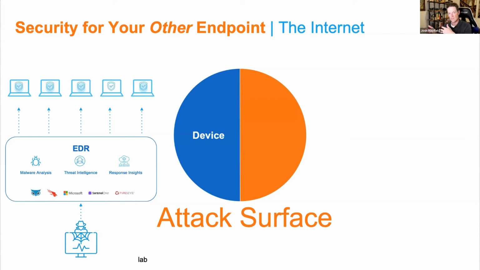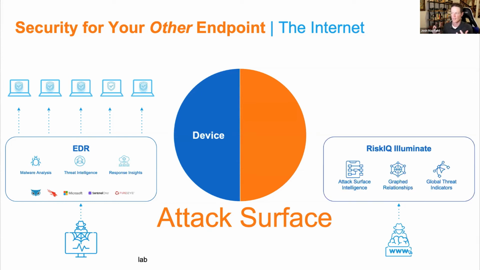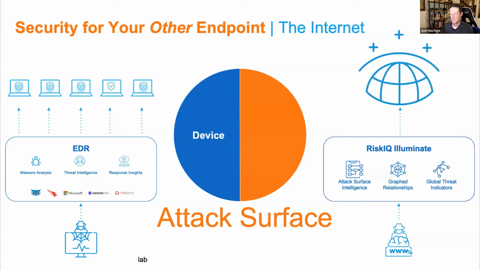But then on the digital side, that's the orange side, now we're talking about the internet. So what happens with an external threat out there on the internet? Well, in the same way, what RiskIQ does, what RiskIQ Illuminate does, is provide that attack surface intelligence. How is it relevant to me? How does it relate to me by graphing every relationship that lives in the internet, and then being able to apply that same sort of protection outward, but to the other endpoint, to your internet attack surface, to your internet digital footprint. And so that's the digital side of the attack surface.